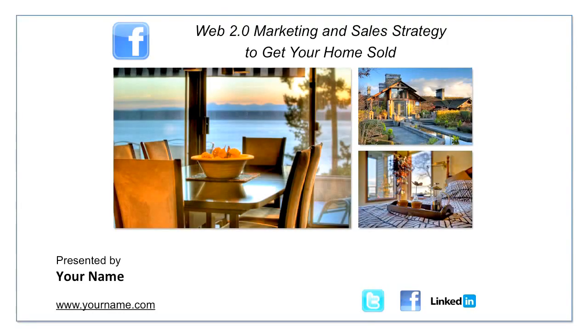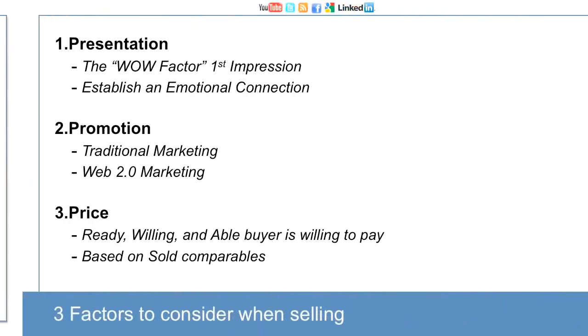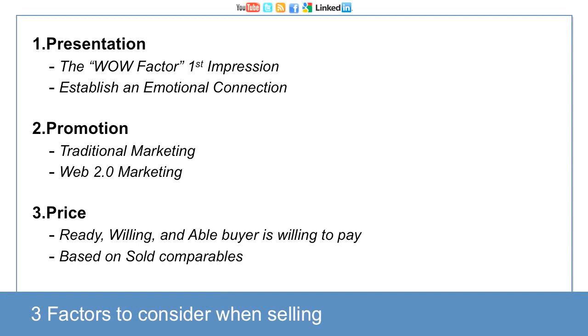I'm going to use a Web 2.0 marketing strategy that's going to be probably a little bit different than some of the agents that you've already interviewed with or that you're thinking about using. Now, when it comes to selling a home, there's three things to consider, the three P's: price, presentation, and promotion.